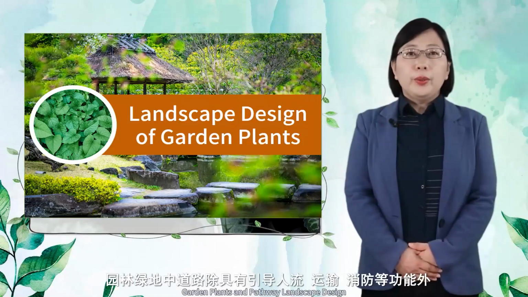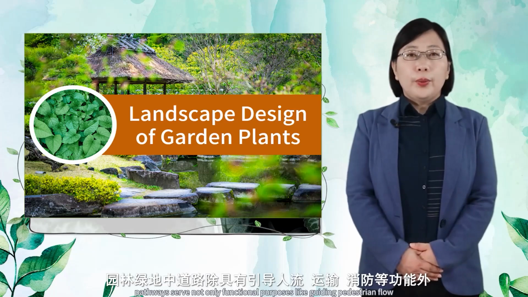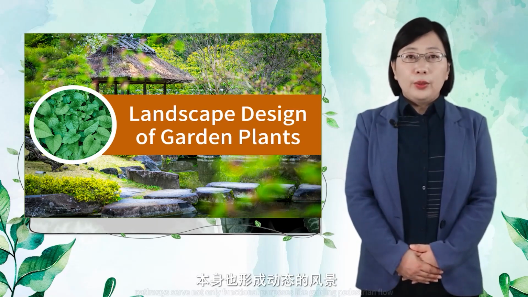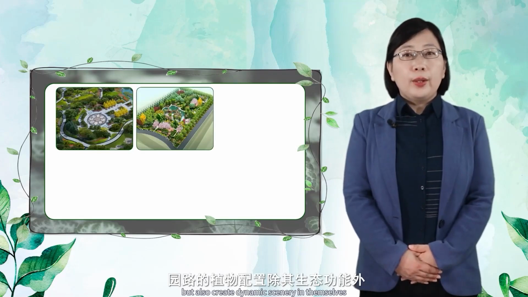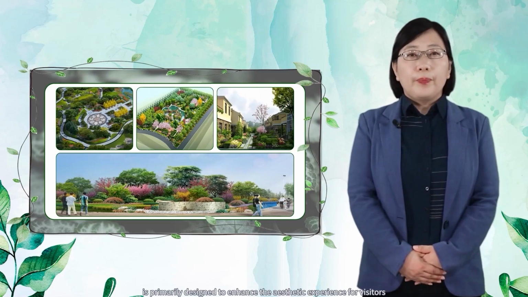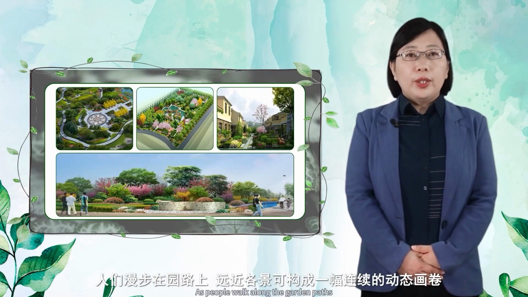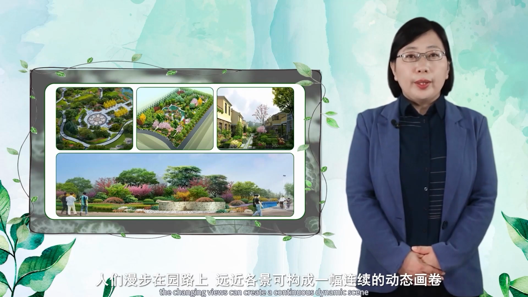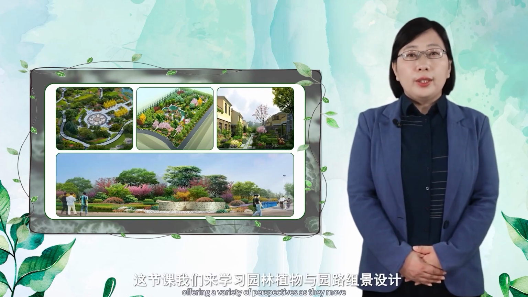Garden plants and pathway landscape design. In garden landscapes, pathways serve not only functional purposes like guiding pedestrian flow, transportation, and fire access, but also create dynamic scenery in themselves. The plant arrangement along these paths, beyond its ecological function, is primarily designed to enhance the aesthetic experience for visitors. As people walk along the garden paths, the changing views can create a continuous dynamic scene, offering a variety of perspectives as they move.